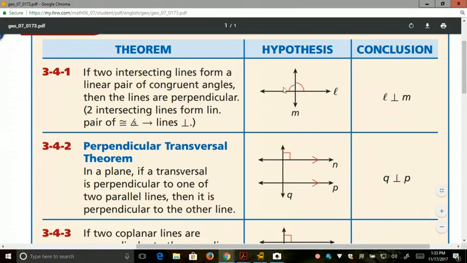Since they're both 90, that means that these lines have to be perpendicular. That's all that theorem says. So you may want to pause the video and take a moment to write that down. If you wanted to write the gist of it, this is the part you would write.